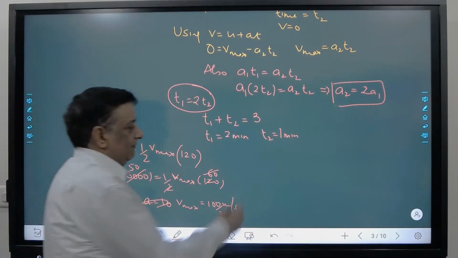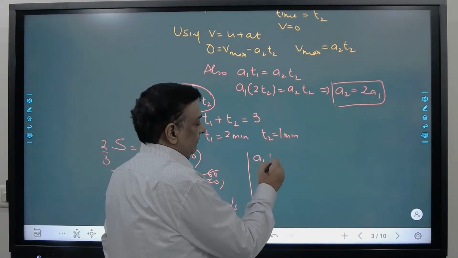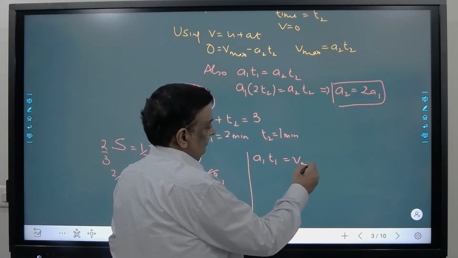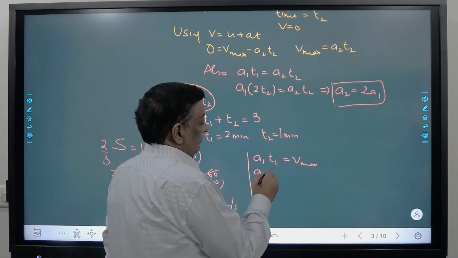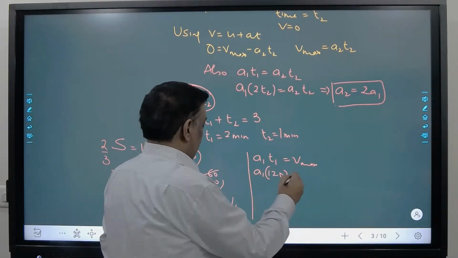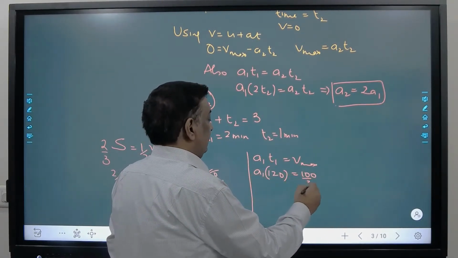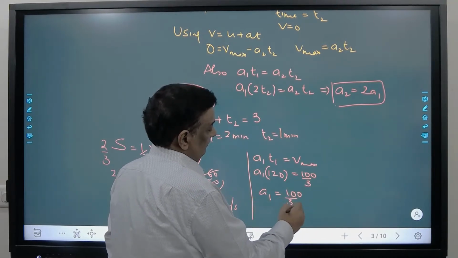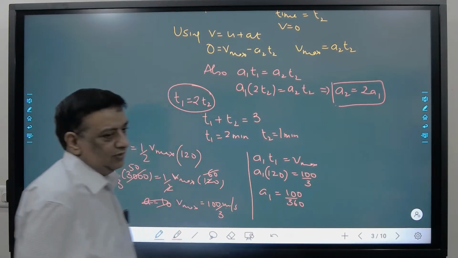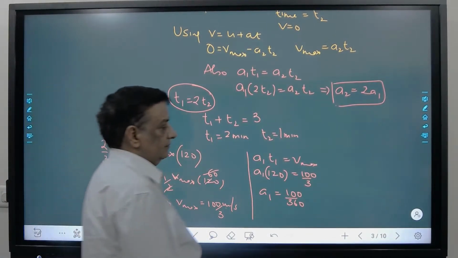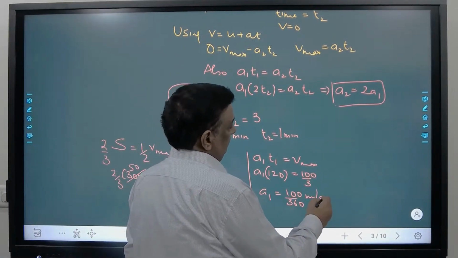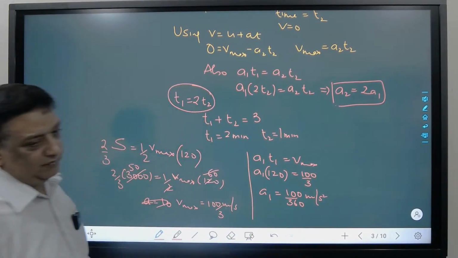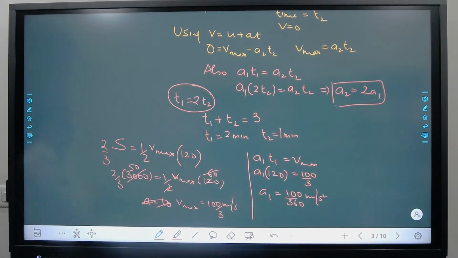And if you want to find A1, you know A1 T1 is equals to Vmax. A1 into 120 is equals to 100/3. So A1 is 100/360. Similarly, A2 is double of this. A2 will be double of this.